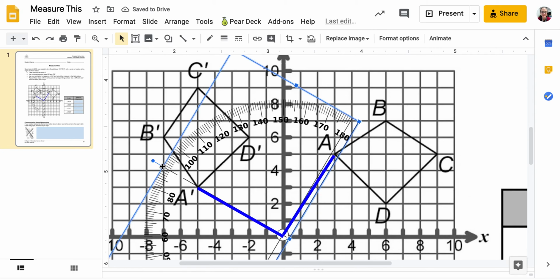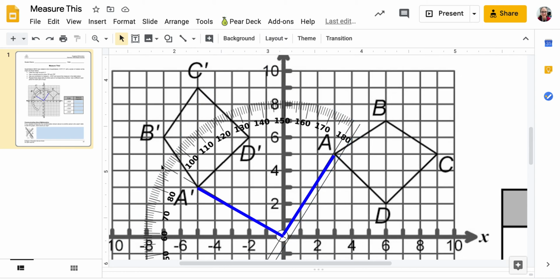A little bit more. And there we go. See how it lines up just perfectly right there? And so that the crosshairs meet right at the vertex of your angle. And then you can use the other ray to read the measurement, which in this case is 90 degrees.